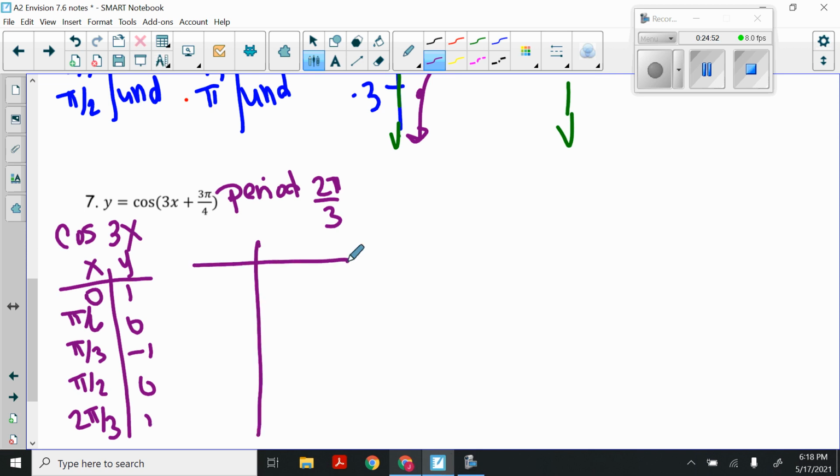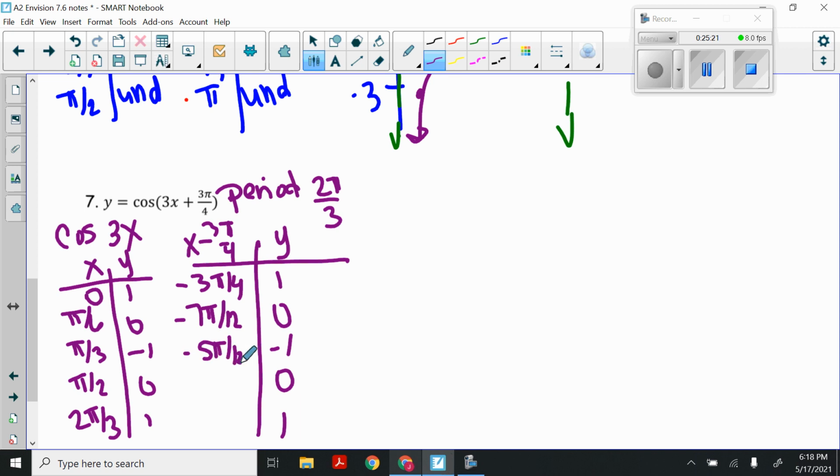Our transformations. We're going to do x minus 3 pi over 4, and then our y's stay the same. So 1, 0, -1, 0, and 1. 0 minus 3 pi over 4, -3 pi over 4. Pi over 6 minus 3 pi over 4 puts me at -7 pi over 12. We're just getting common denominators to subtract these. Pi over 3 minus 3 pi over 4 puts me at -5 pi over 12. Negative pi over 4 and negative pi over 12.